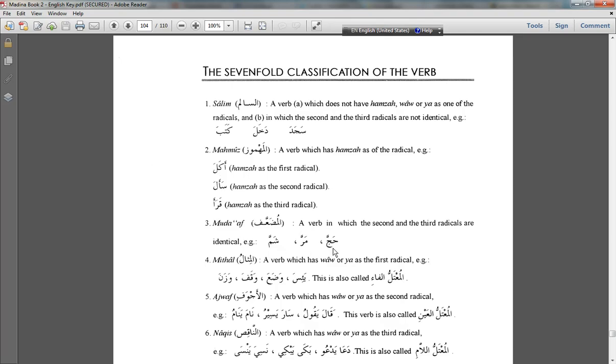Muda'af is the verb in which the second and the third radicals are identical. Shamma, marra, hajja. So that's actually shamama, marara, hajaja. So those are the three root letters. Mithal is a verb which has waw or ya as the first radical. For example, wazana, waqafa, wada'a, ya'isa. This is also called mu'tallul fa.